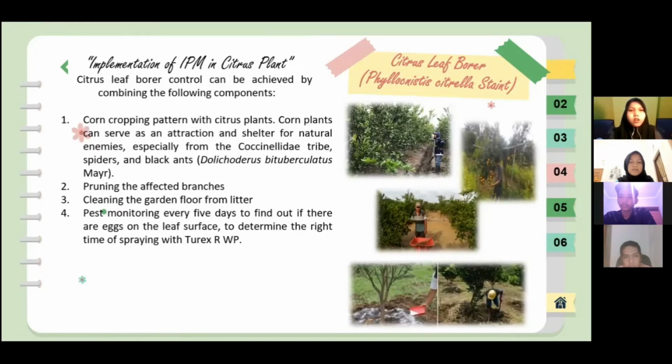First is corn cropping patterns with citrus plant. Corn plants can serve as an attraction and shelter for natural enemies, especially from the Coccinellidae tribe, spiders, and black ants. Second is pruning the affected branches, and third is cleaning the garden floor from litter. And then last, pest monitoring every 5 days to find out if there are eggs on the leaf surface to determine the right time for spraying with Turex RBP.